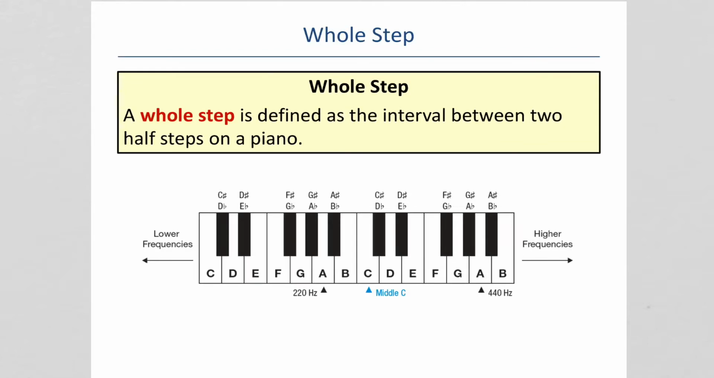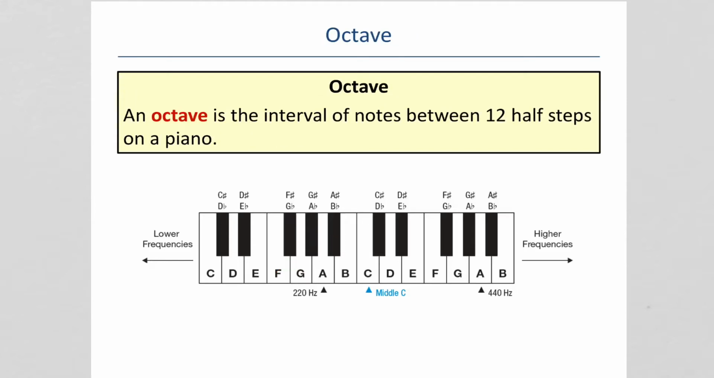A whole step is the interval between two half steps on a piano. So like a whole step would be from here to here, or from there to there. And an octave is the interval of notes between 12 half steps, or from A to A, or from C to C.